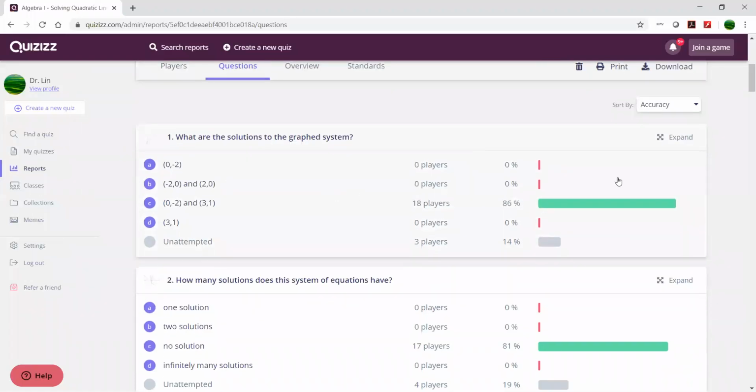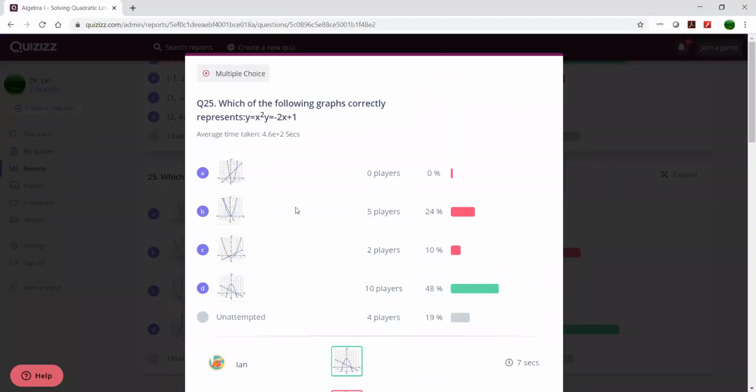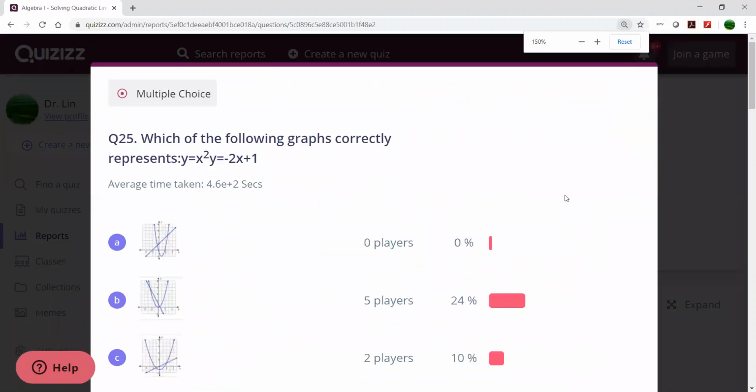Okay, based on the accuracy, let me go to the bottom one. Most people got it wrong. Half the people got it correct. The other half maybe not correct. I think they got it wrong because of this.